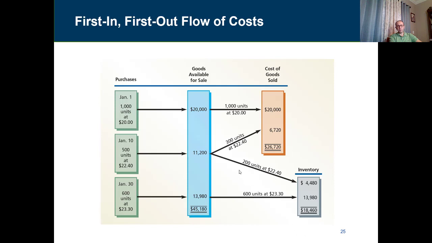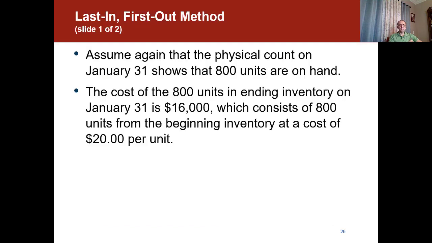For ending inventory, we took the remaining 200 units out of 500 at 22.40 and the entire batch of 600 at 23.30. And that gave us 4,480 plus the 13,980 for a total of 18,460. One thing I want you to be aware of, always, cost of goods sold plus ending inventory should be equal to cost of goods available for sale. So cost of goods available for sale is equal to the total of cost of goods sold and the ending inventory. Now let's try to apply that to last in, first out.